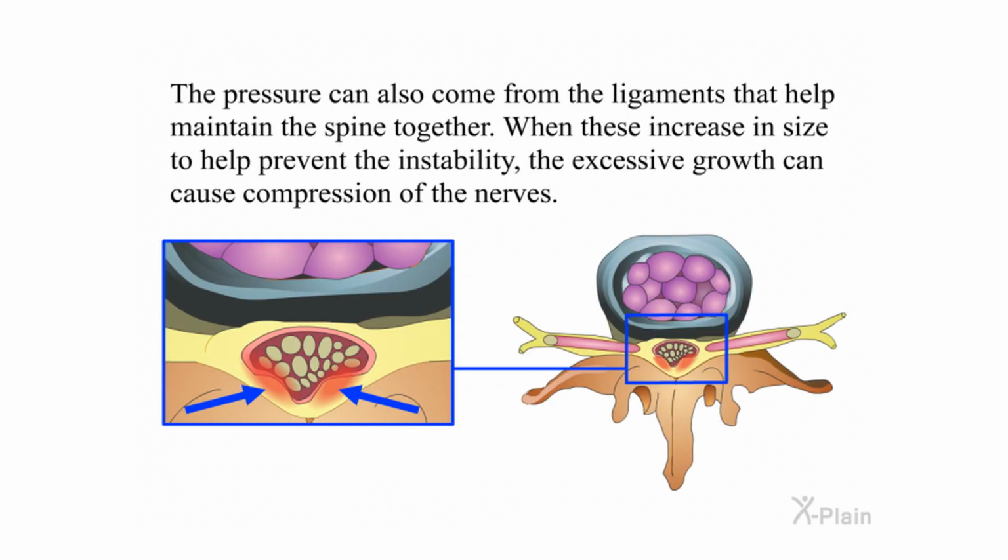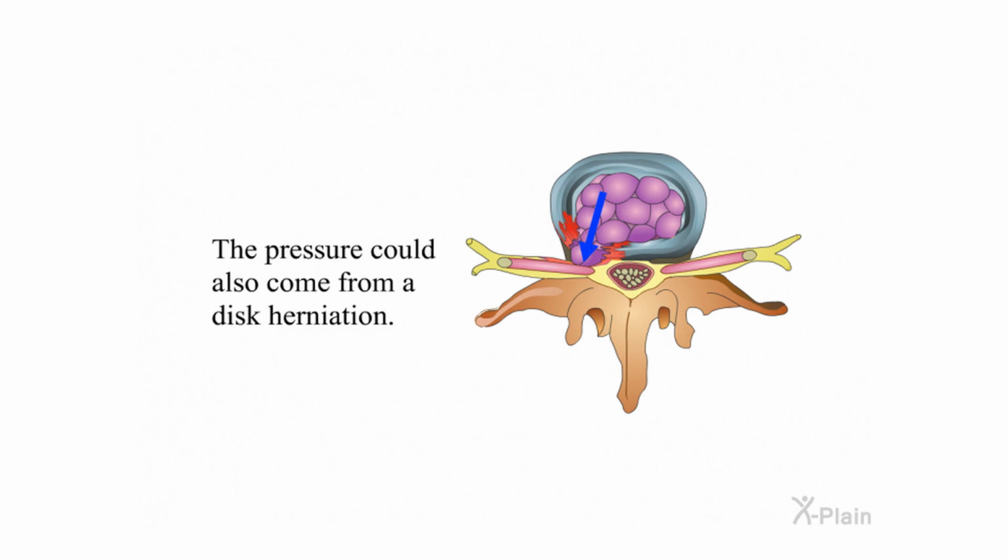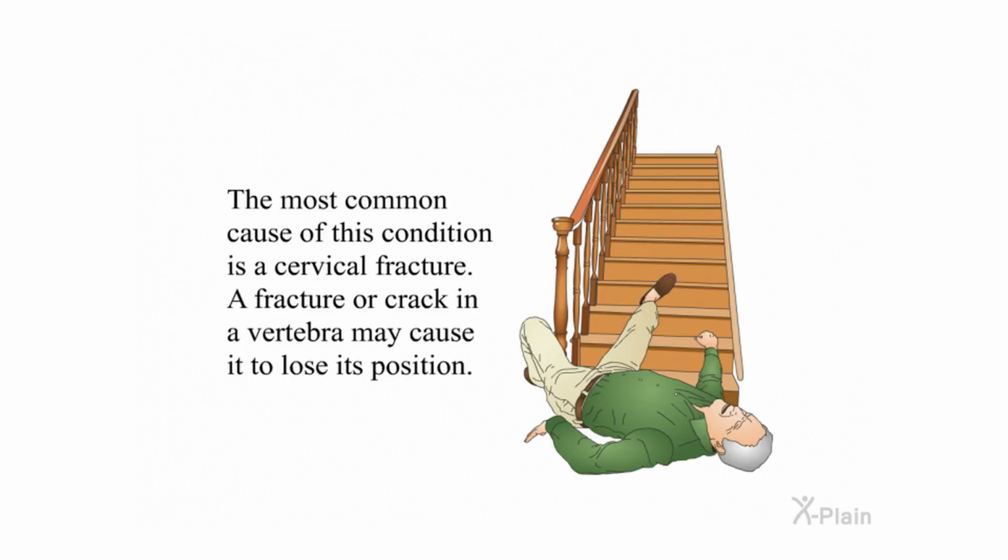The pressure can also come from the ligaments that help maintain the spine together. When these increase in size to help prevent the instability, the excessive growth can cause compression of the nerves. The pressure could also come from a disc herniation. The most common cause of this condition is a cervical fracture. A fracture or crack in a vertebra may cause it to lose its position.